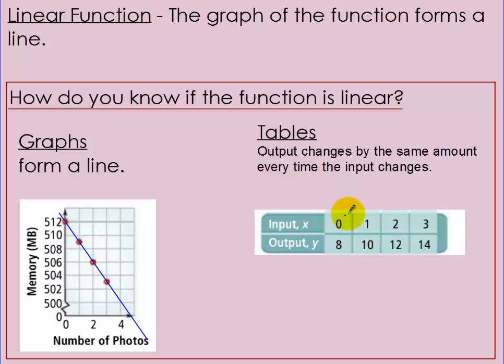Well, you see how the input is growing? The output has to change by the same amount every time the input goes up. So every time the input's going plus 1, plus 1, plus 1, right? Well, the output also has to be growing by the same amount every time. Plus 2, 10 plus 12 is plus 2, and 12 to 14, that's also plus 2. So every time the input goes plus 1, the output's going plus 2. It's not like one time it's just going plus 3. It's always doing the same thing, so that makes it linear.